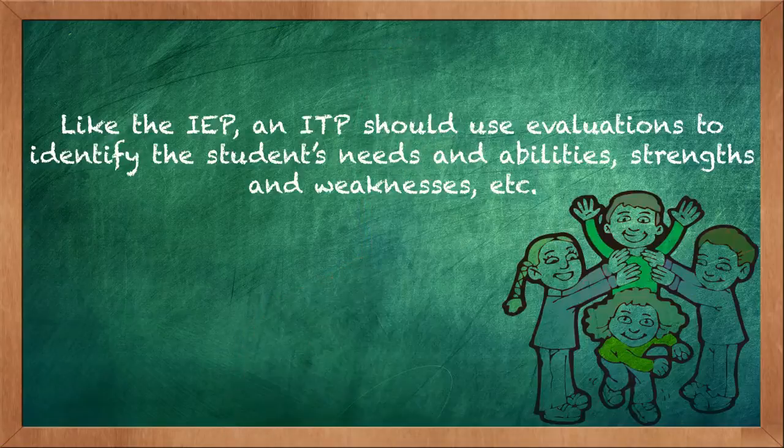But how do you know what should be in an ITP? Like the IEP, an ITP should use evaluations to identify the student's needs and abilities, strengths, and weaknesses. A parent can ask for a formal transition assessment, which, as we learned in the assessment unit, might be composed of formal or informal assessments. While each student will be evaluated differently, make sure the process is thorough. An entire transition plan should not be based on a 15-minute interview someone at the schools conducts with your child.